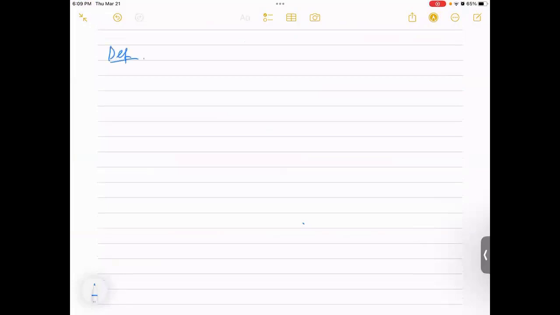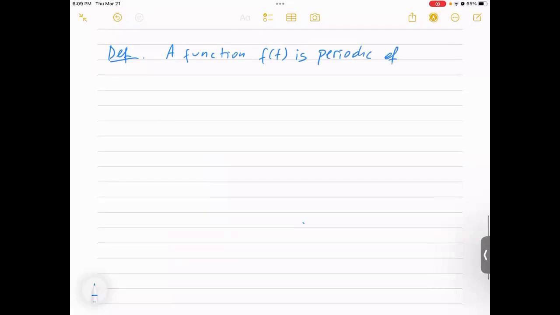We say that the function f of t is periodic of period capital T, and we assume that capital T is bigger than 0, if f of t plus capital T equals f of t for all t in the domain.